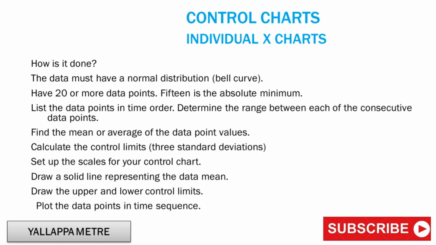List the data points in time order. Determine the range between each of the consecutive data points. Find the mean or average of the data point values. Calculate the control limits, 3 standard deviations. Set up the scales for your control chart. Draw a solid line representing the data mean. Draw the upper and lower control limits. Plot the data points in time sequence.